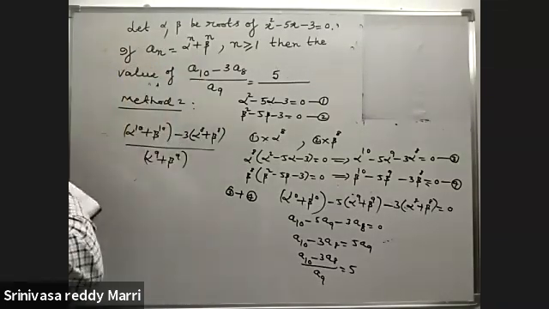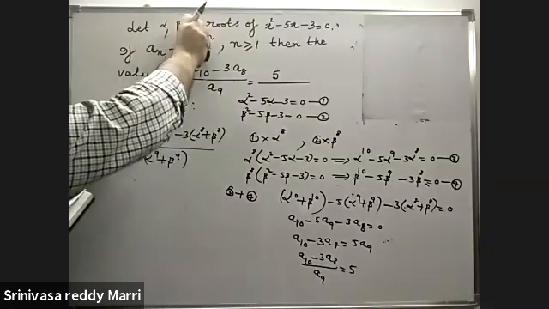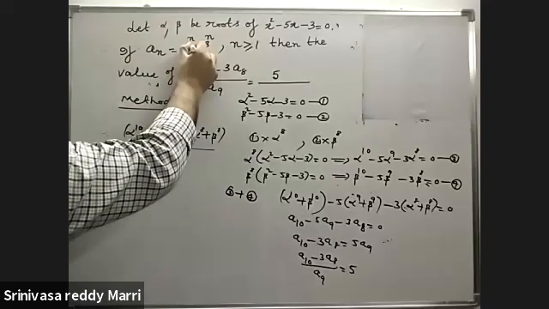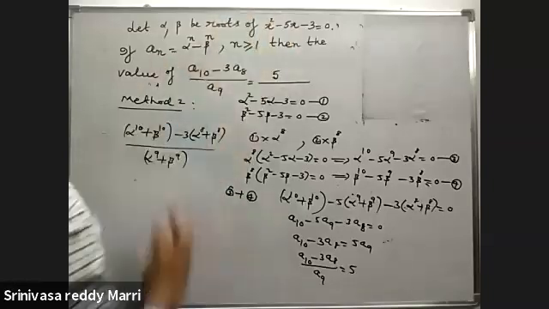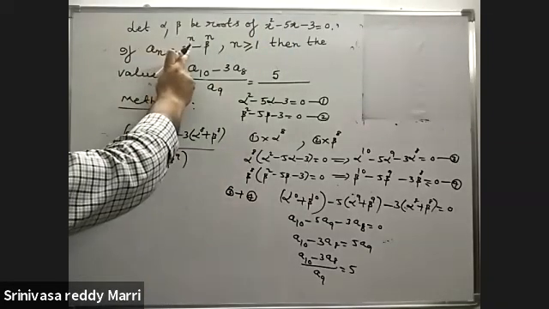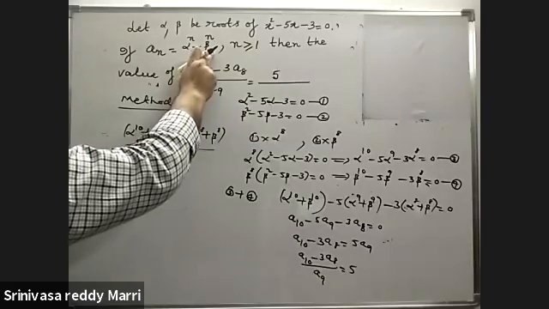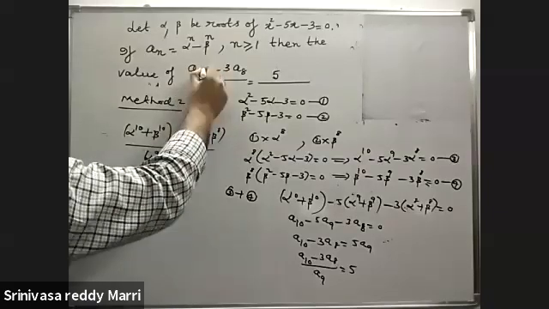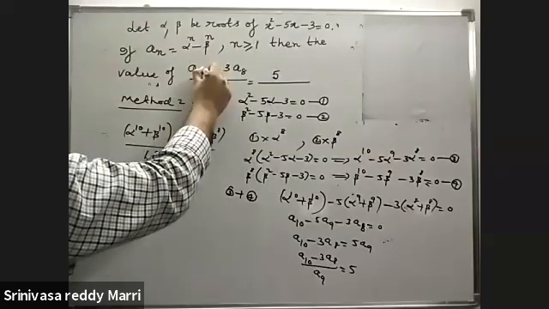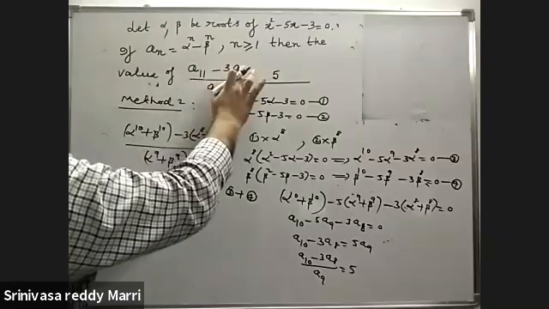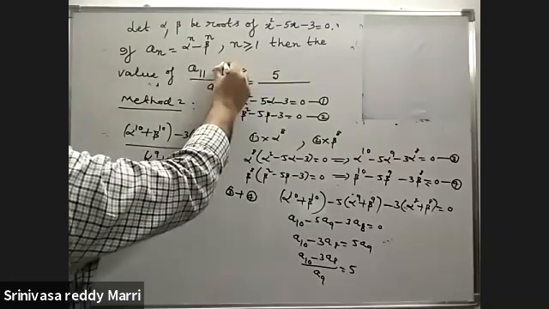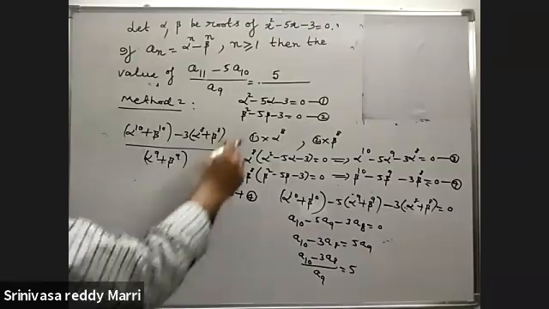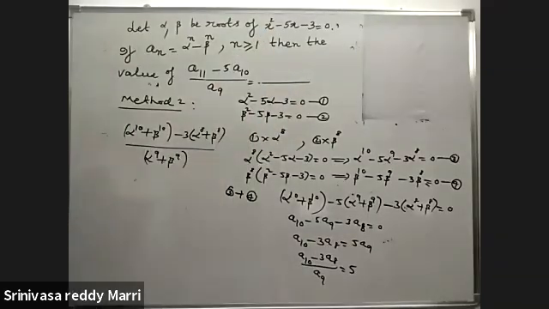Same problem. Look at the same problem. I will modify the data. The same problem can be asked like this. Let alpha, beta be roots of the same equation. Let us say a_n equals alpha to the power n minus beta to the power n, n greater than or equal to 1. Then what I want is the value of (a_11 minus 5 a_10) divided by a_9 equal to dash. This is what I want.